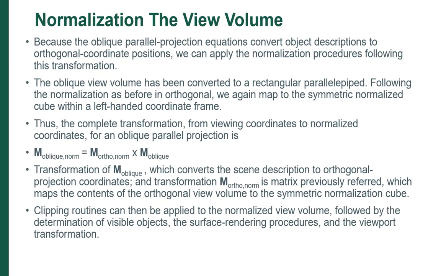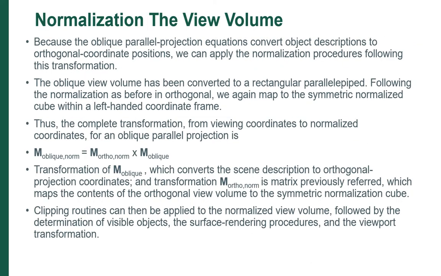Just the transformation doesn't make it ready for clipping, so we also need one more method called normalization. Because the oblique parallel projection equations convert object descriptions to orthogonal coordinate positions, we can apply the normalization process following this transformation. The oblique view volume has been converted to a rectangular parallelepiped, as we see in the second figure here, this one.